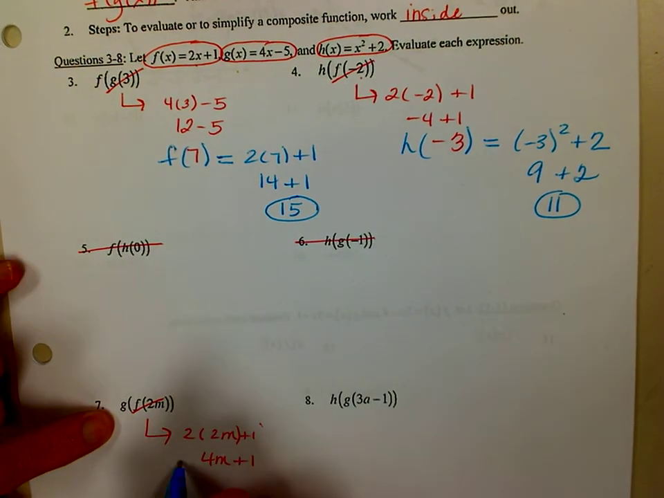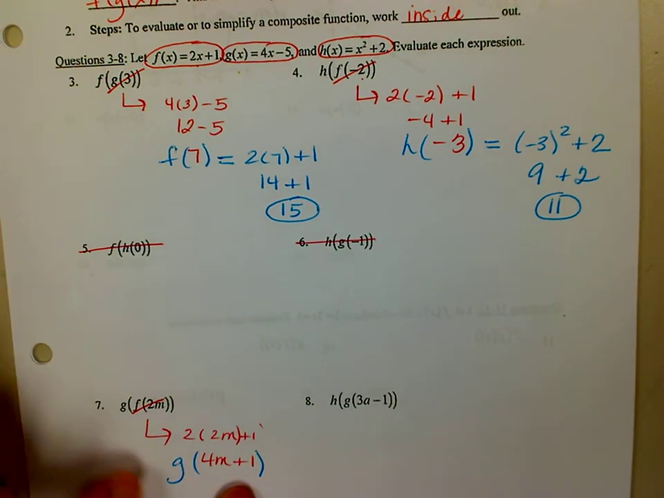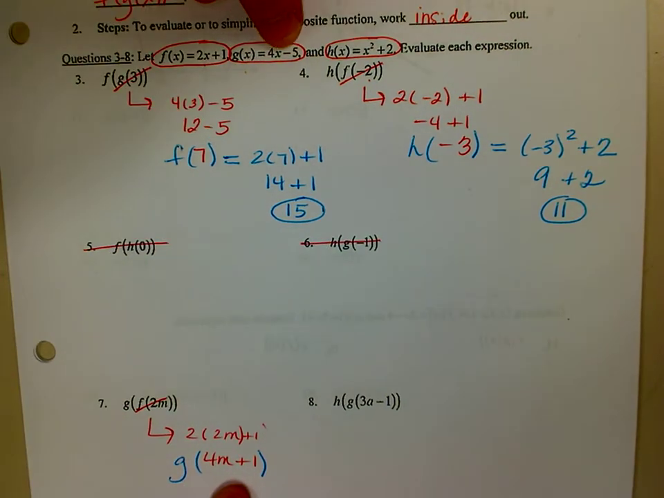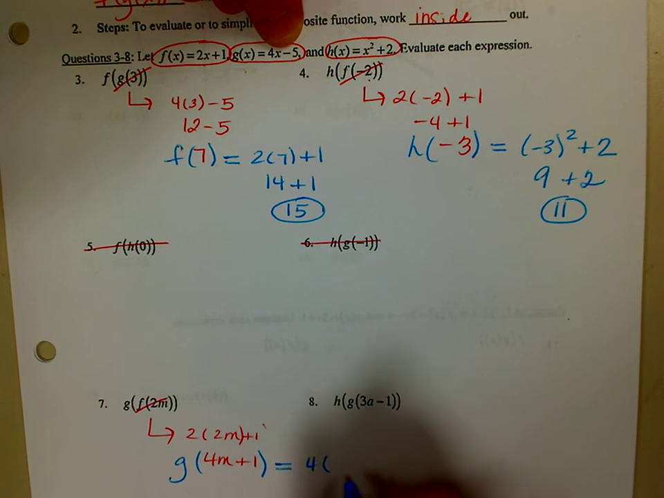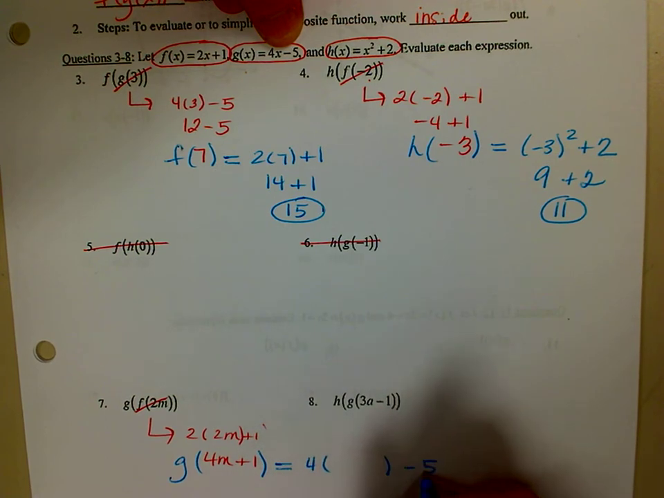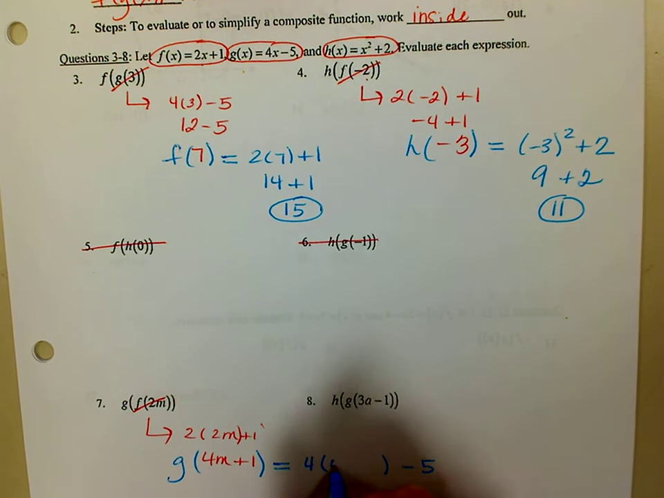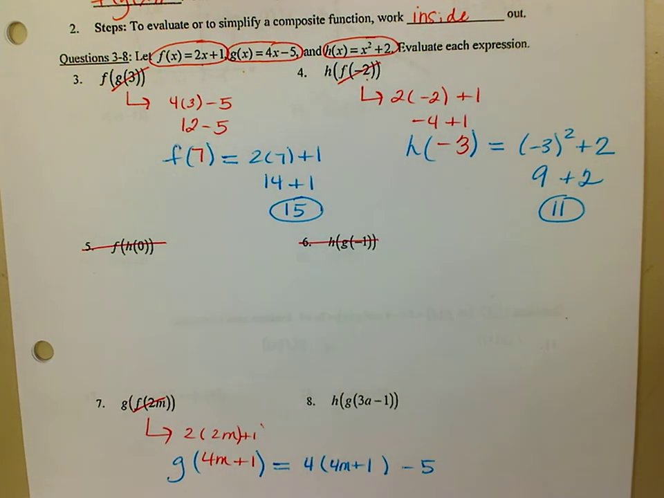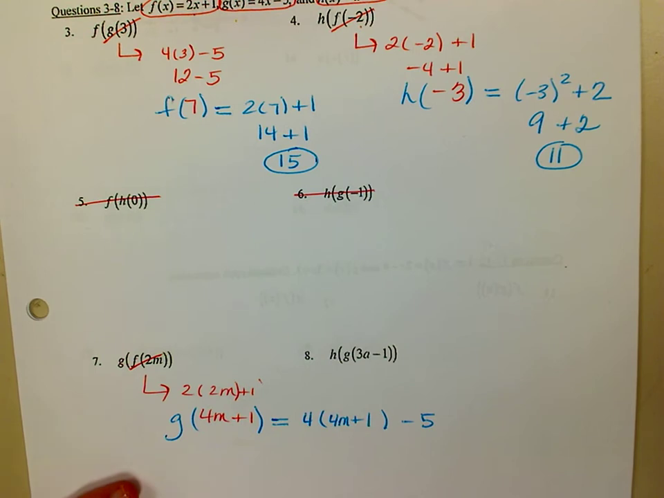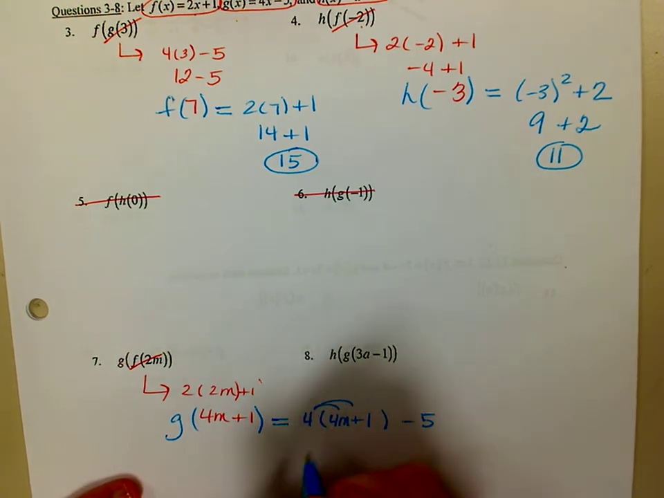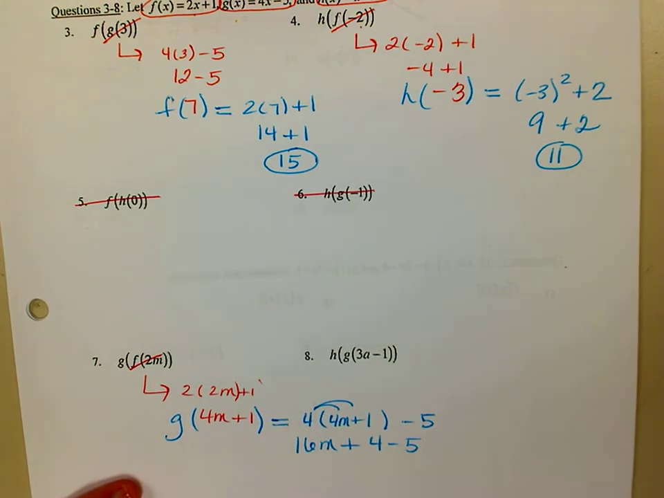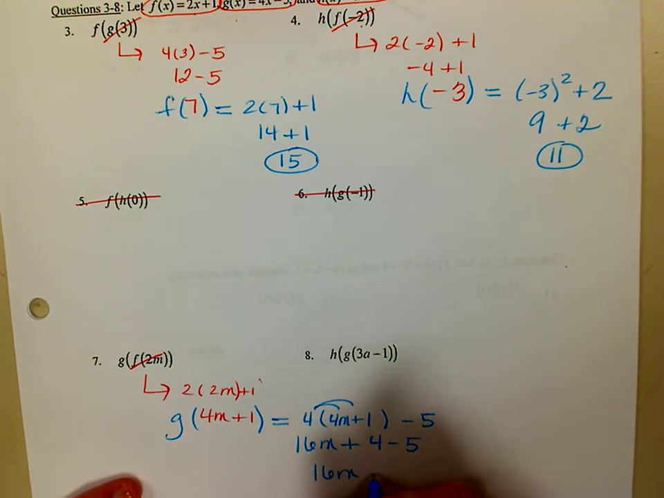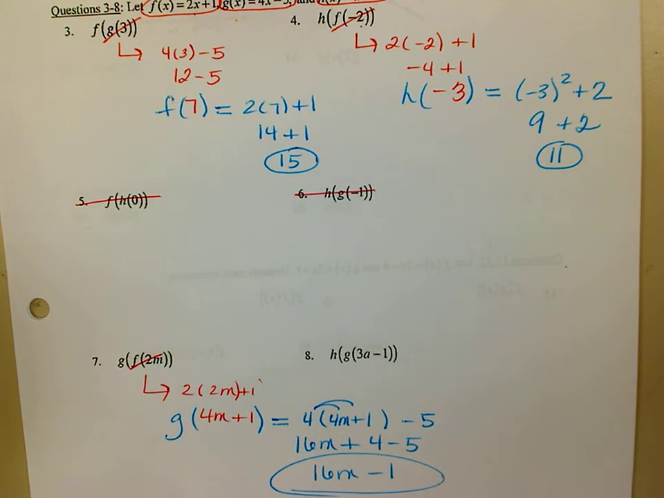Now I'm going to do g of 4m plus 1. So I'm going to come up to this one, and in for x, I'm going to put 4m plus 1. So 4 times x minus 5. So in for x, I'm going to put 4m plus 1. Okay, I got to simplify that. So first I have to distribute the 4, and then I have to combine like terms. So 16m minus 1 would be the answer to that one.